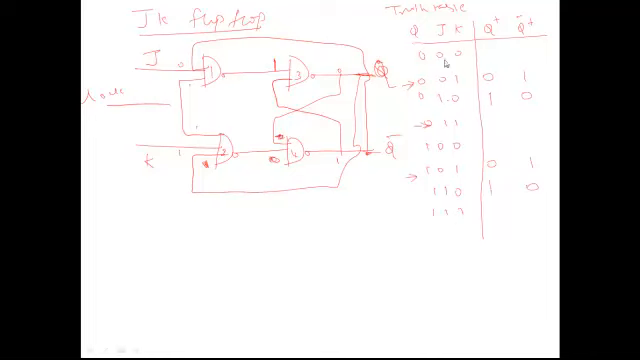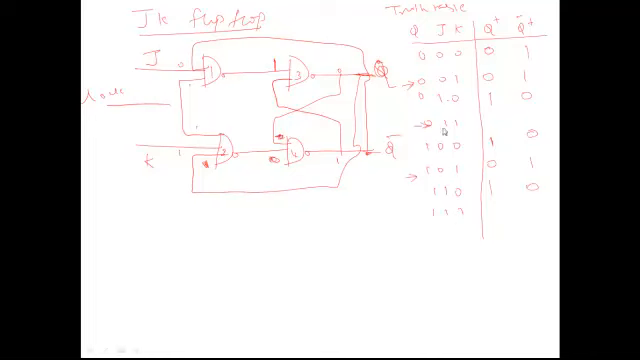The 0, 0 combination is a no change state. I told you, no change. So whatever the present state is will come as the next state. Present state is 0, the next state is also 0. Here, 0, 0 input, present state is 1, the next state is 1. No change condition. So if Q plus is 0, Q plus bar will be 1. If Q plus is 1, Q plus bar will be 0.